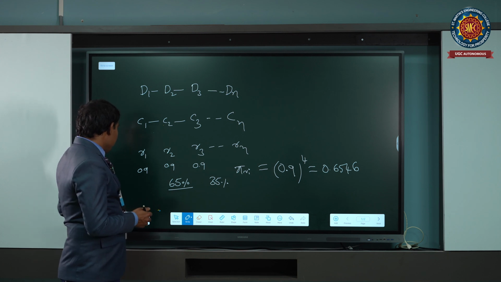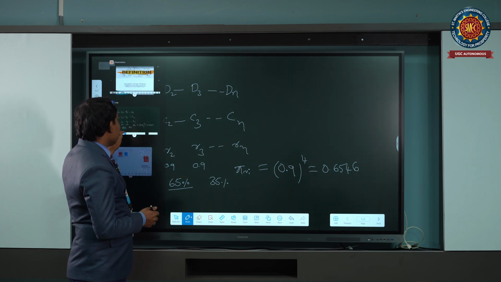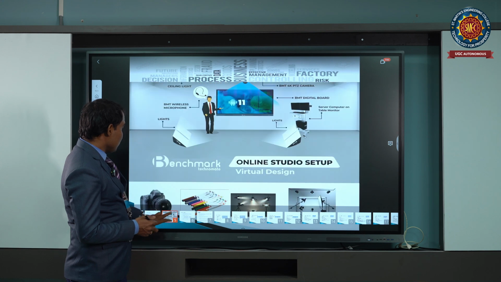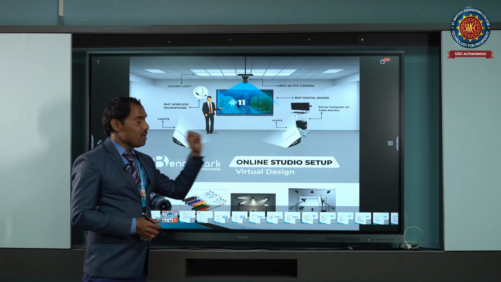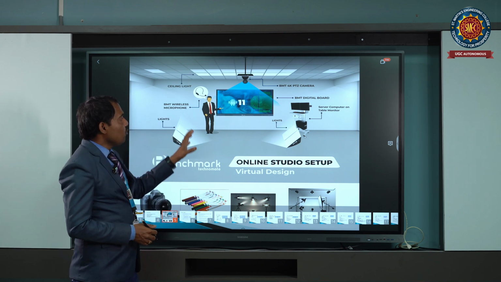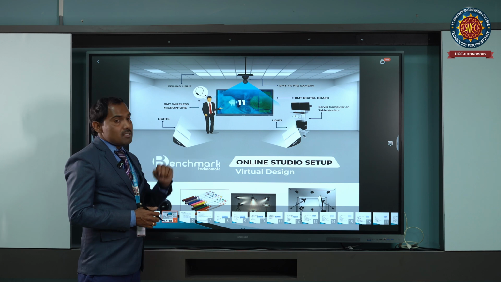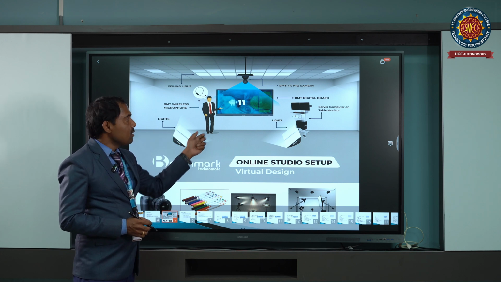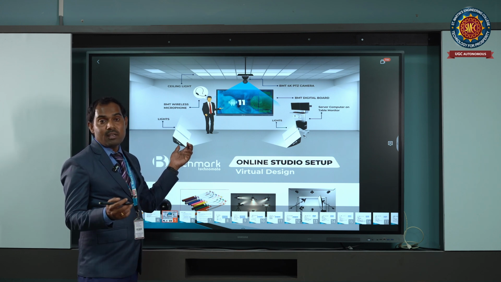For example, I have to set up one studio. What requirements are needed for the setup of an online studio? Lights are required, a board is required, and a camera is required, and we have to store all the data in the system. What is the reliability of the camera, the lights, the blackboard or the system? Maybe the lights have a very low chance.